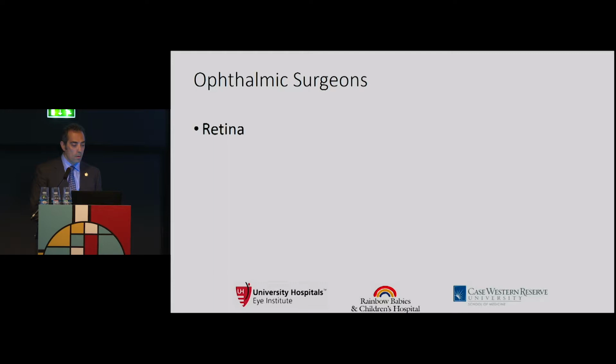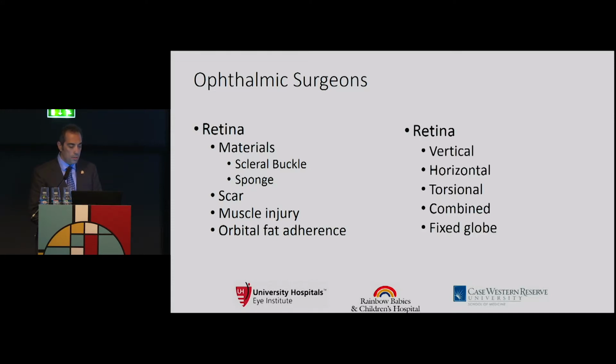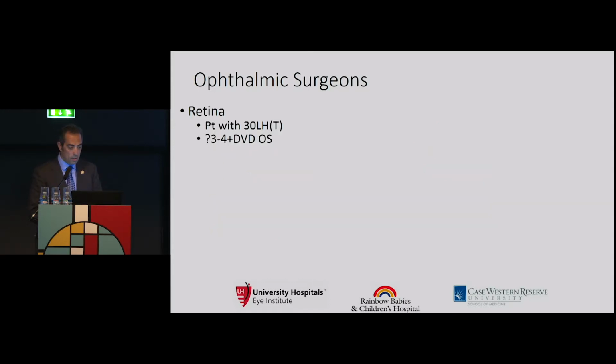Retina surgeries can cause problems due to materials, scleral buckle and sponge. Again, Dr. Christiansen is going to talk about them. The scar tissue and actually muscle injury is a very, very common thing. It used to be more common, especially when the scleral buckle was the only technique available many decades ago. Now the vitrectomies and the anatomical know-how are very different. So we don't see as much, but we've also seen orbital fat adherence, and it can come with vertical, horizontal, torsional, combined, or even a fixed globe.